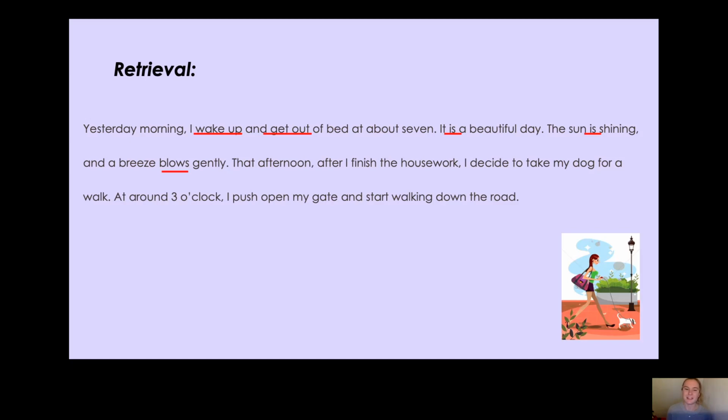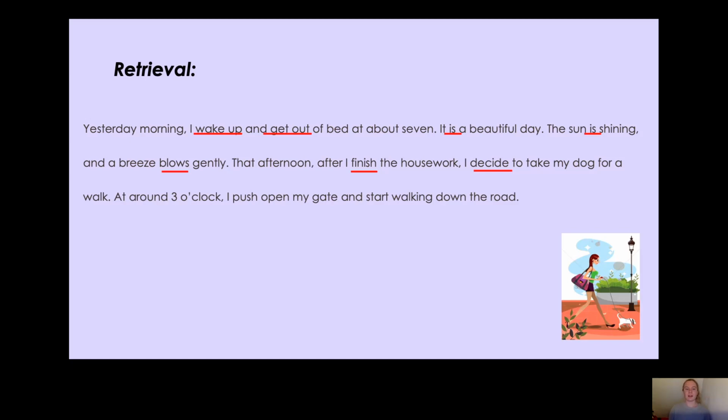Okay, Year 2, so let's have a look. That afternoon, after I finish the housework, where's the verb that you found in that part of the sentence? Brilliant. I finish the housework. I decide to take my dog for a walk. Where's the verb there? Yes, that's right. It's decide, isn't it? It's what you do. It's an action. You decide something.